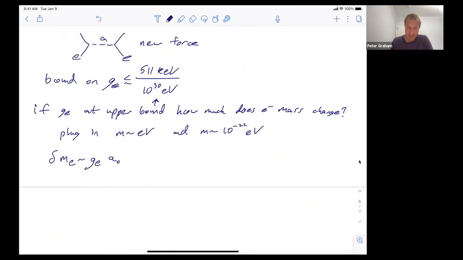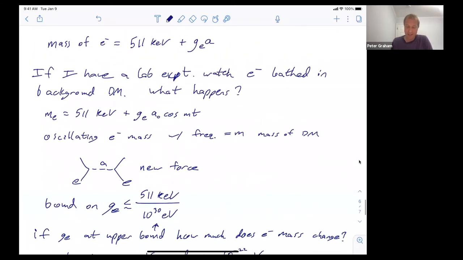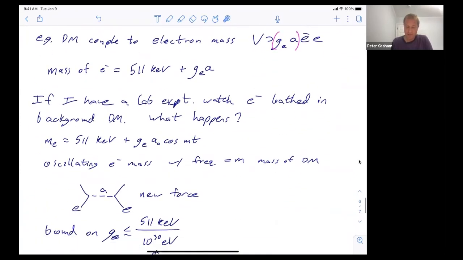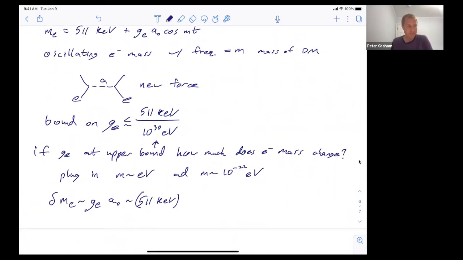And I said this coupling, GE, is this value here, 511 keV over 10 to the 30 eV. I gave it to you that way because we can pull out the actual average mass of the electron, 511 keV, and just write it as the field value here, A naught, over this 10 to the 30 eV, okay? If I do that, this is times A naught over 10 to the 30 eV. And if I then plug in those A naughts from above, you find that this is 511 keV, the electron mass, times 10 to the minus 33 times eV over M, okay?